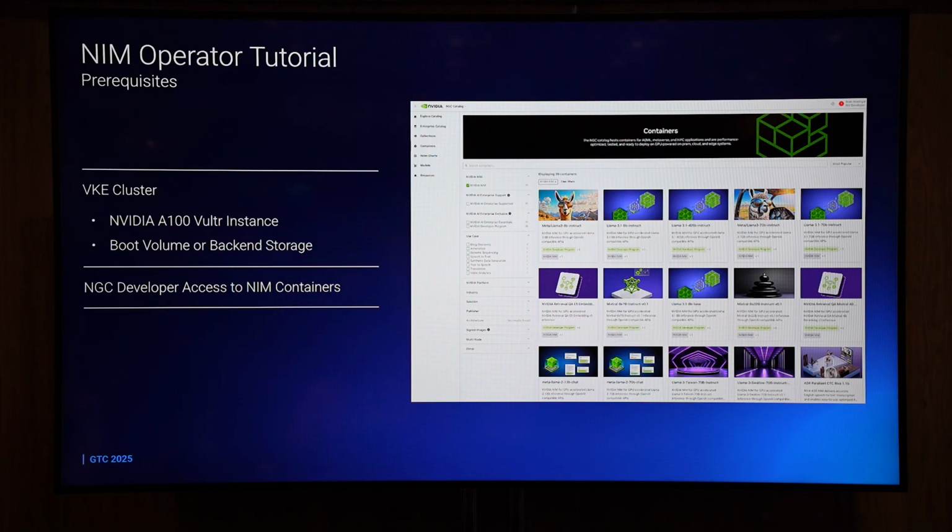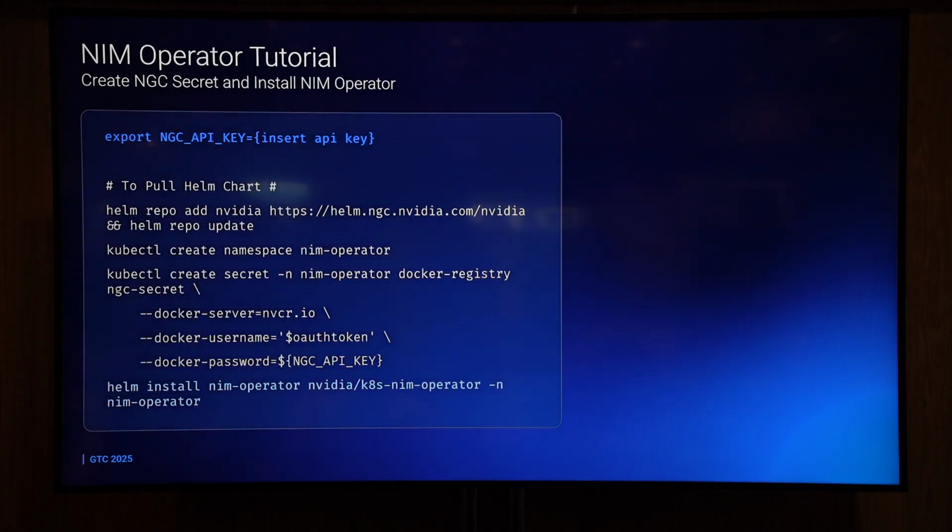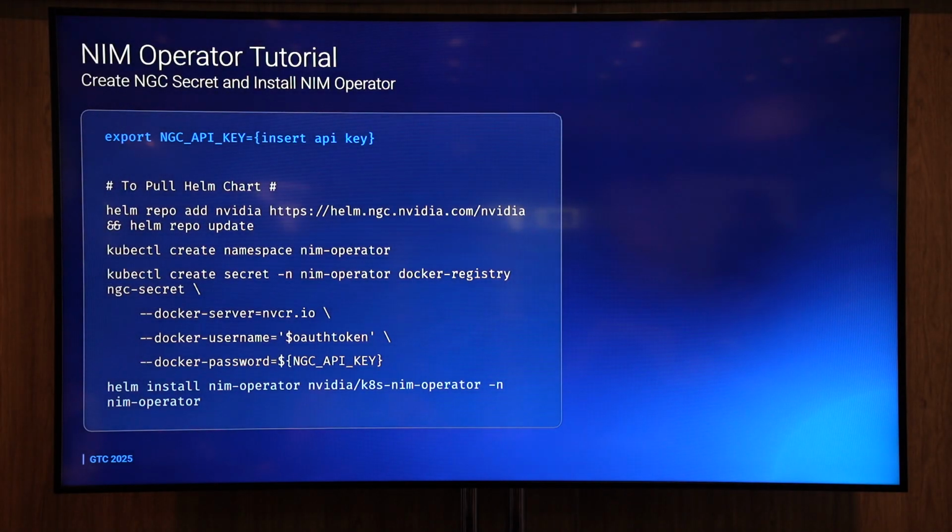So we started with an A100 Vultr instance on Vultr Kubernetes Engine. And we have, of course, backend storage, and so we're using Vultr's storage provisioner backend in this example. You have access to the NIM containers as well. Sorry for all the code, but you set up the NIM operator CRD, you install the Helm chart, you set up some credentials and whatnot.